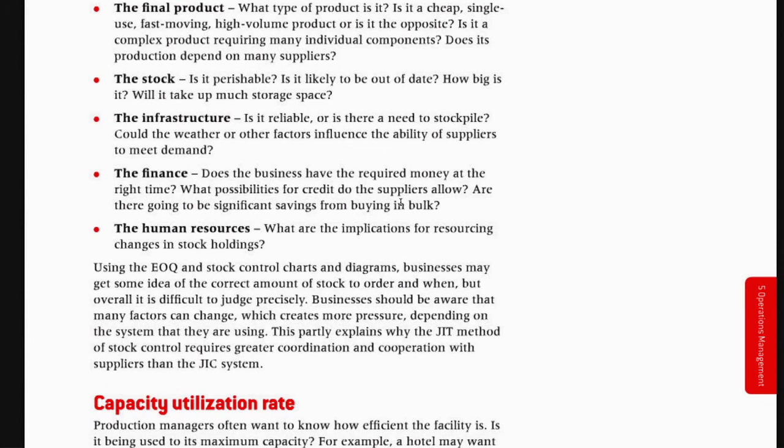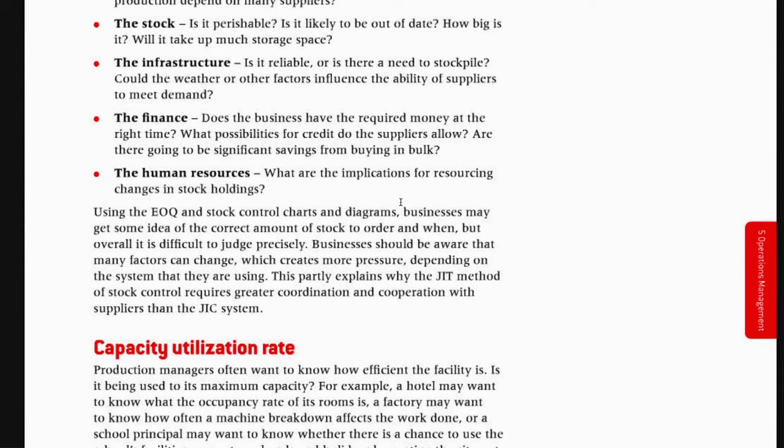Infrastructure: do the deliveries happen on time like clockwork, or is it a little like, we didn't make it today, we'll make it tomorrow? Or is the infrastructure so bad that they can't make it there regularly? Do you have the money to pay your suppliers at the right time? Do they give you credit? If you get huge savings from buying in bulk, maybe it's better to buy in bulk and have a little bit of wastage. Do you have people available that can constantly be stocking shelves? All considerations.